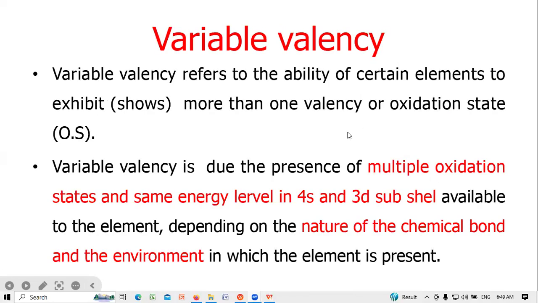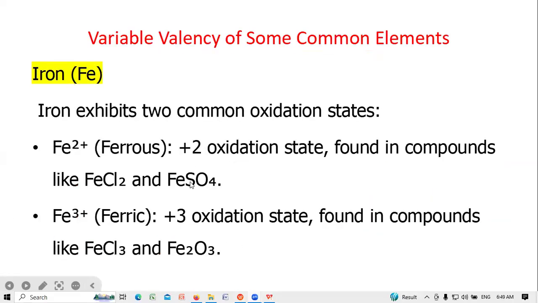Variable valency refers to the ability of certain elements to show more than one valency or oxidation state. Variable valency is due to the presence of multiple oxidation states and the same energy level in the 4s and 3d subshells, available to the element depending on the nature of the chemical bond and the environment in which the element is present. Variable valency in some common elements.